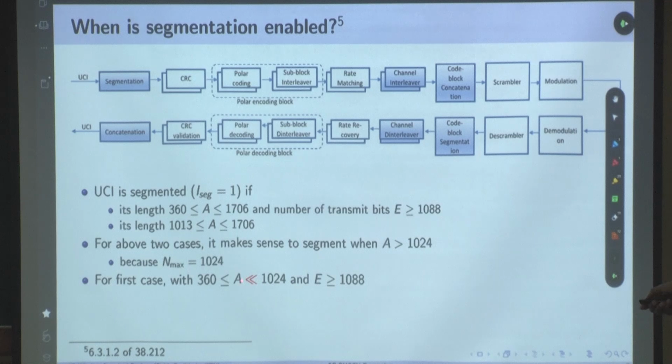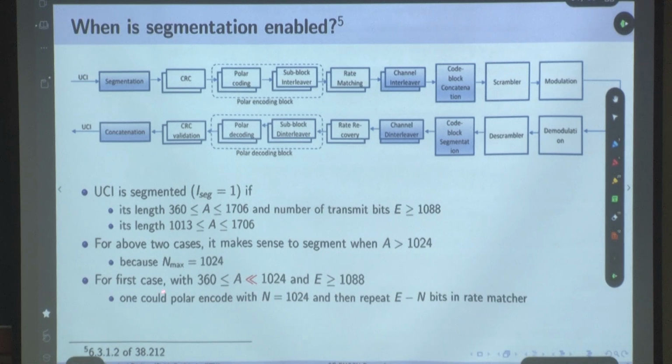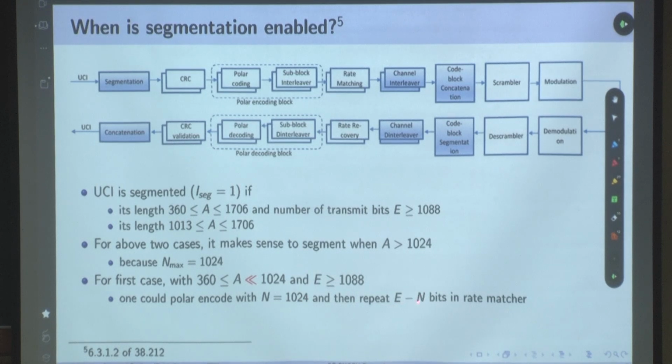Because you see here, A is still less than 1024. Why are you again segmenting it? There is no need to segment it. What are we saying here? One could do polar encoding with 1024, and then repeat E minus n bits in the rate matcher. That could be done. Fine.